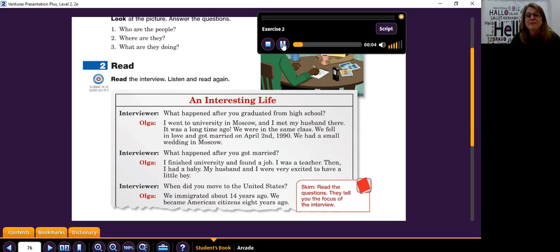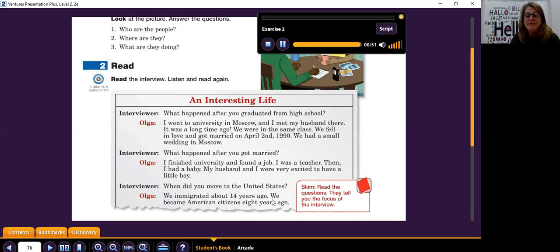Exercise 2. An interesting life. What happened after you graduated from high school? I went to university in Moscow, and I met my husband there. It was a long time ago. We were in the same class. We fell in love and got married on April 2nd, 1990. We had a small wedding in Moscow. What happened after you got married? I finished university and found a job. I was a teacher. Then I had a baby. My husband and I were very excited to have a little boy. When did you move to the United States? We immigrated about 14 years ago. We became American citizens 8 years ago.